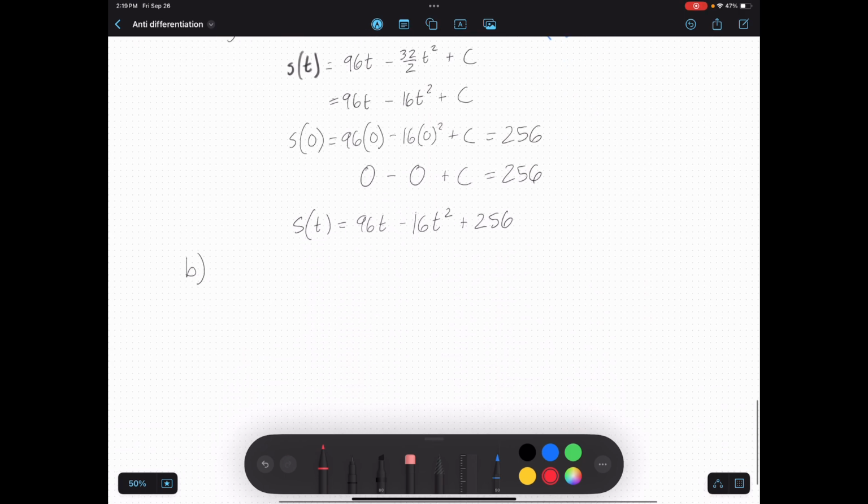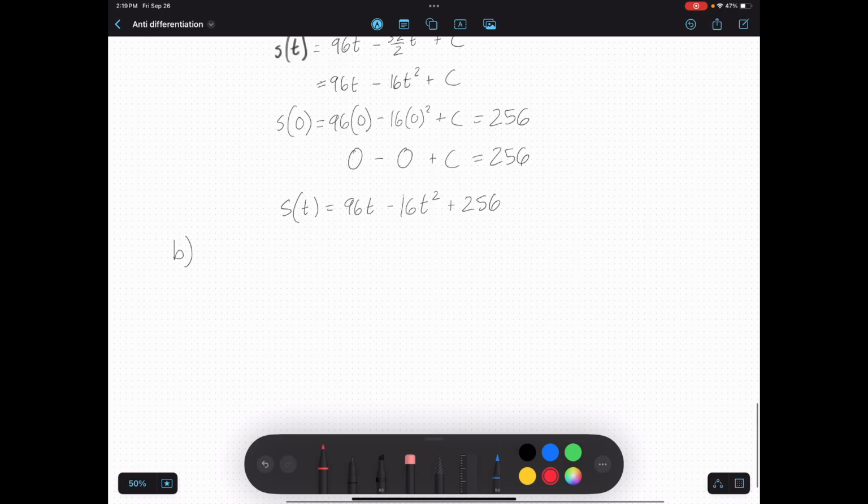Well, if the ball is reaching the ground, what do we know about its position? We know the position is 0. 0 represents the ground, right? Any positive number represents being above the ground, and so 0 represents the ground. So what we're looking for is, where is my position function equal to 0?